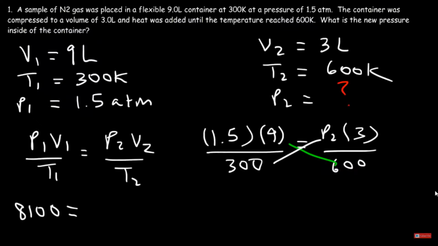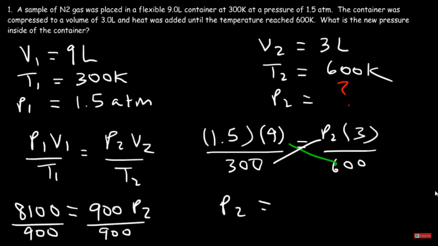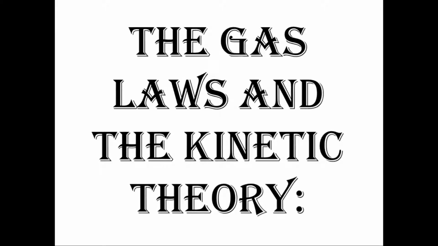Next, we're going to multiply P2 by 300. 300 times 3 is 900. So that's 900 times P2. Now let's divide both sides by 900. 8,100 divided by 900 is 9. And so you do get the same answer. P2 is 9 atm.